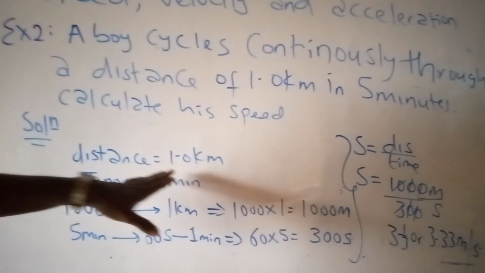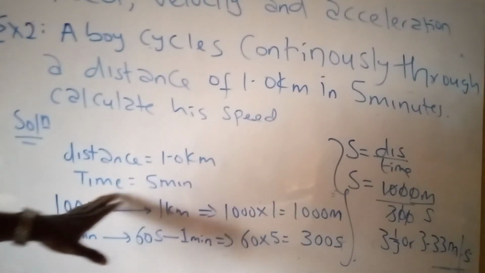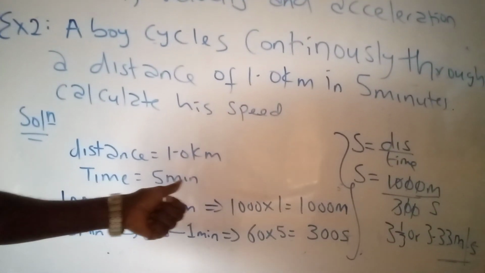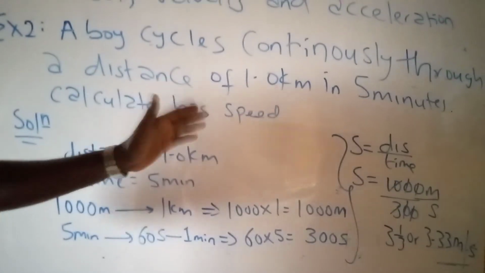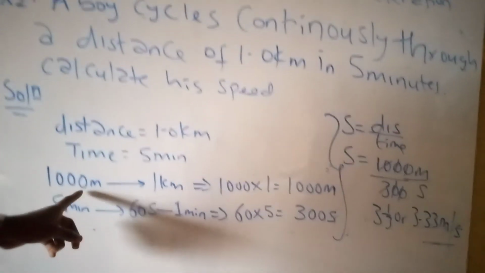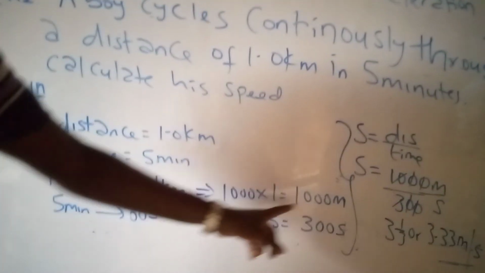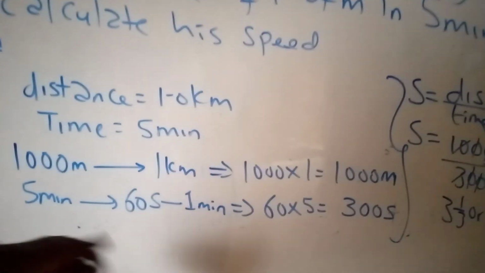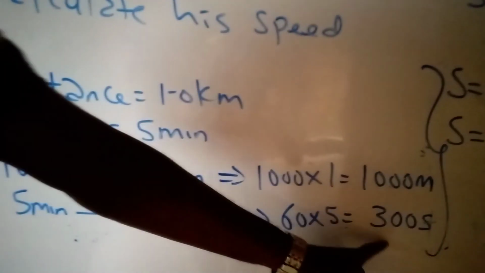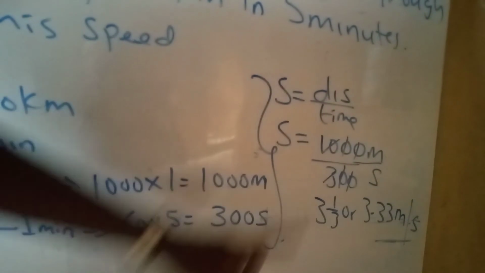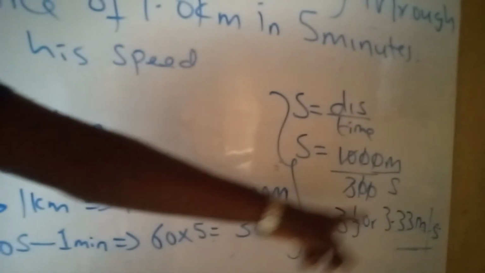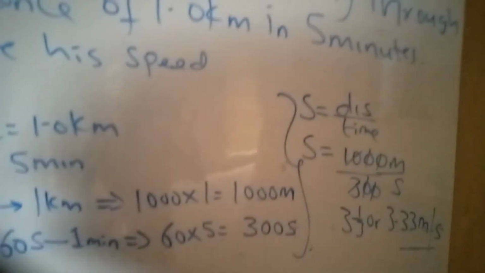For this, you can see distance is 1 kilometer, time is 5 minutes. How did I know I had to convert? Because kilometer and minutes are not standard units when we're calculating speed. So I needed to change it. 1,000 meters make 1 kilometer, 1,000 times 1, 1,000 meters. 5 minutes, 60 seconds make 1 minute, that's 60 times 5, which is 300. Speed is distance over time, which is 1,000 over 300. When you do the mathematics, it gives you 3.3 meters per second.